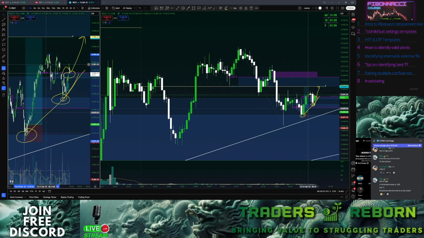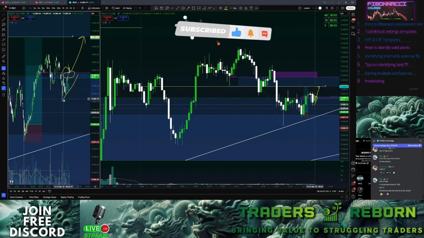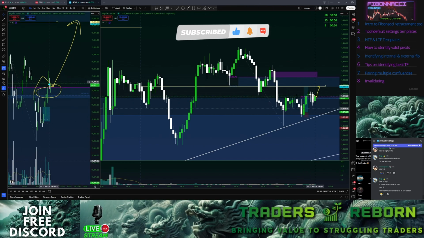I'm giving you the example of what it looks like when you're drawing fibs within a fib inside of the lower time frame fib, right? I'm just showing you guys that it works in every single time frame. Whatever you look at, just align it with your strategy.